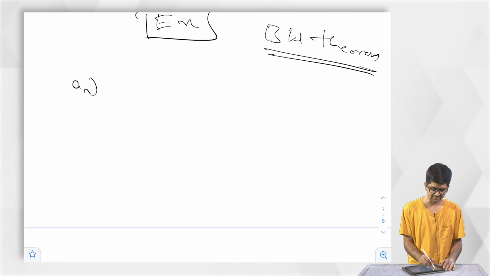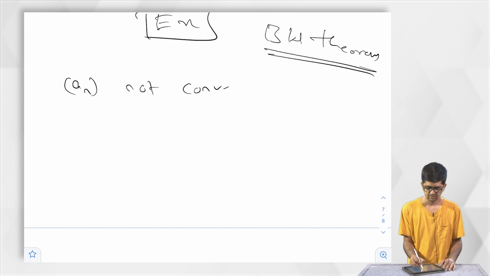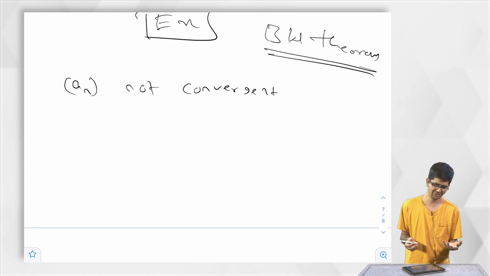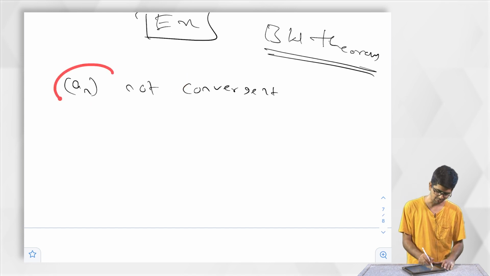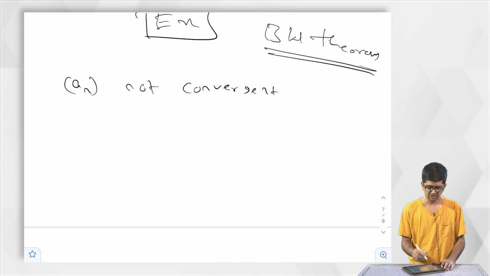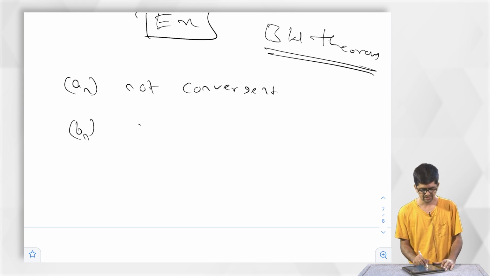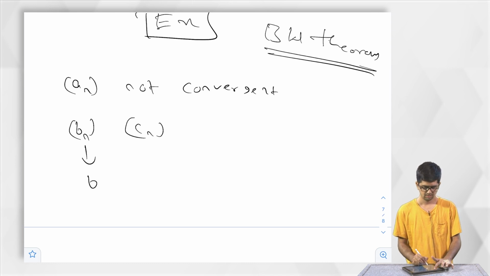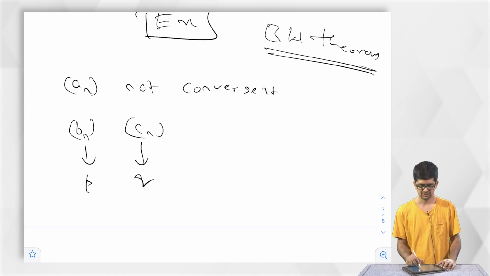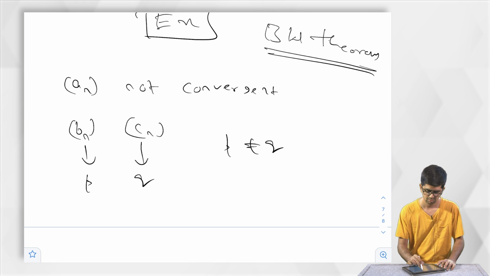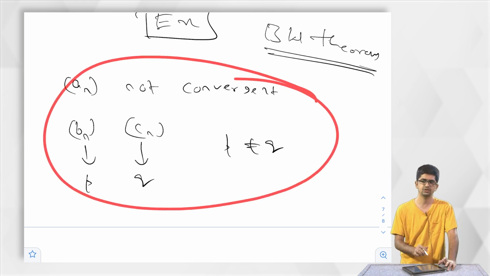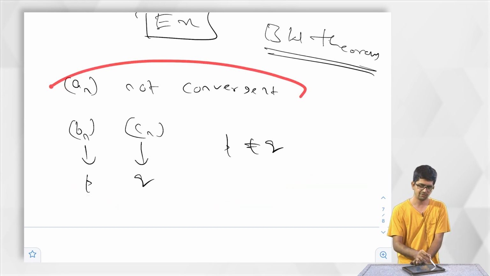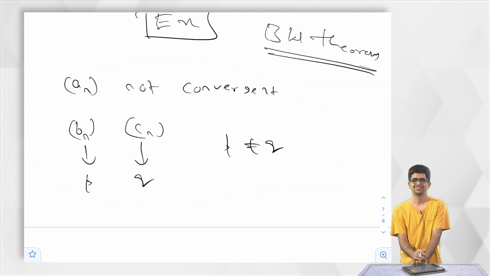So given a sequence En that is not convergent, see whenever I write En, I mean it is bounded, right? Without boundedness I do not even know how to proceed. So En is bounded but not convergent. What we have seen is there are subsequences Bn and Cn such that Bn converges to P, Cn converges to Q, such that P is not equal to Q. And this is always true.